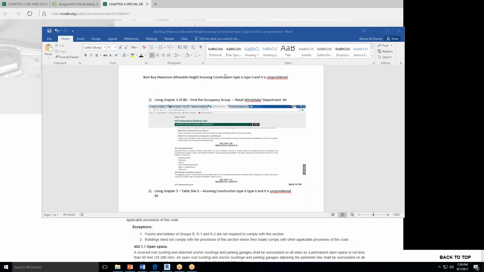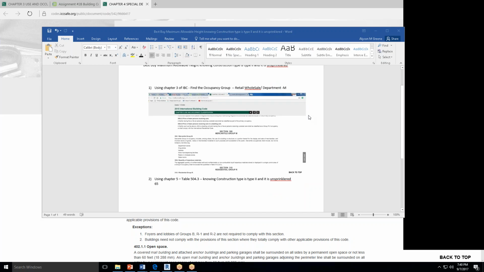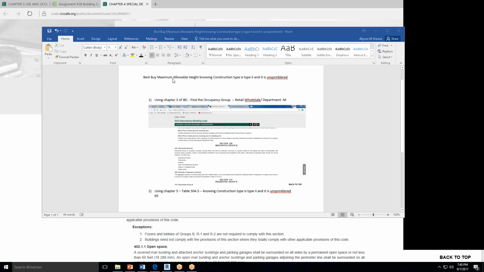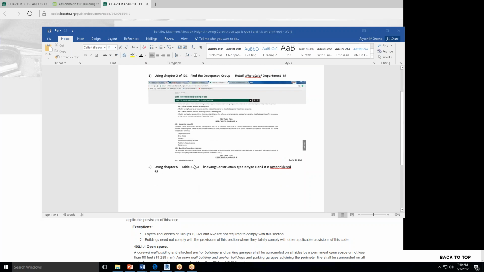The other thing that I know about it, because the question tells me, is it's a construction type 2 and it is unsprinklered. So that's where I have to go into the building codes book, the actual International Building Codes book, in order to find certain graphs and charts and information to tell me what height is maximum allowed for that building. So I put using Chapter 5, Table 504.3, knowing the construction type is type 2 and it's unsprinklered, we can find that it's 65 foot is going to be the answer to this question.